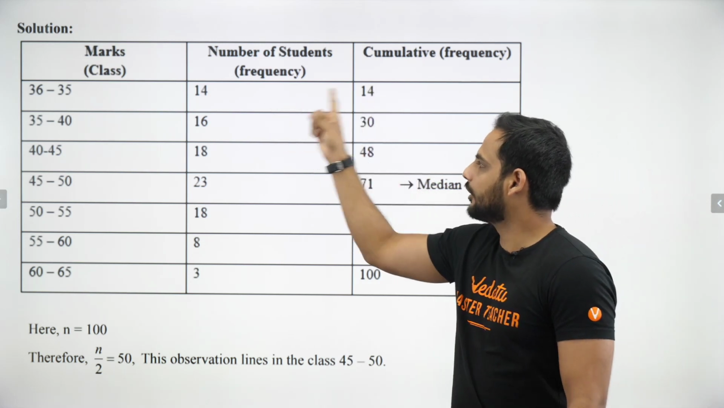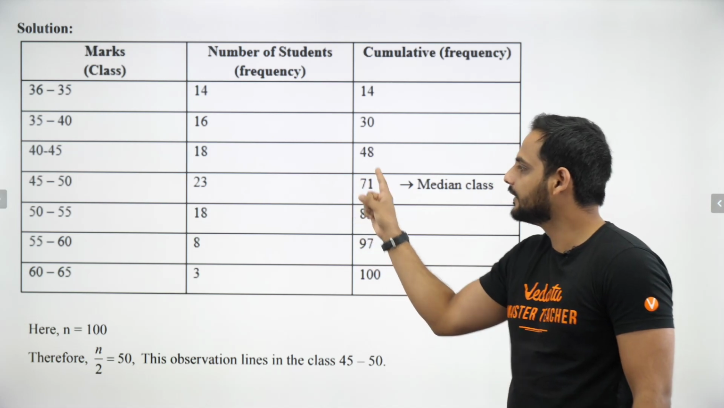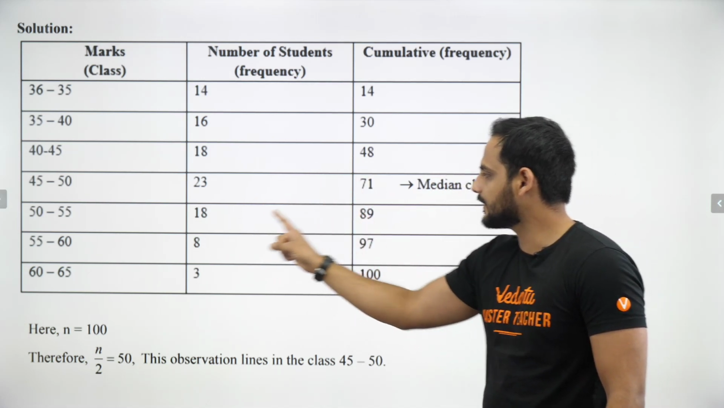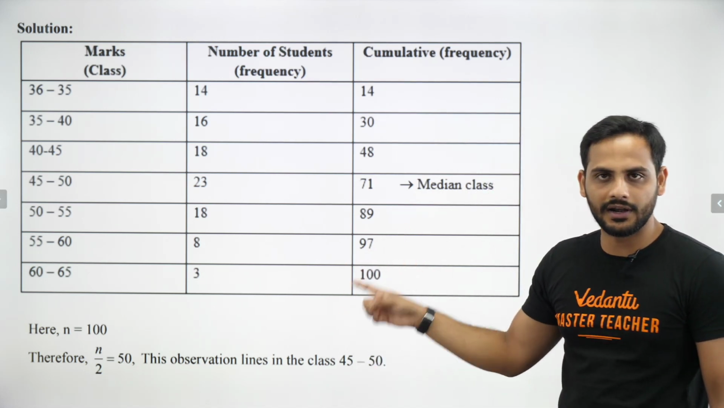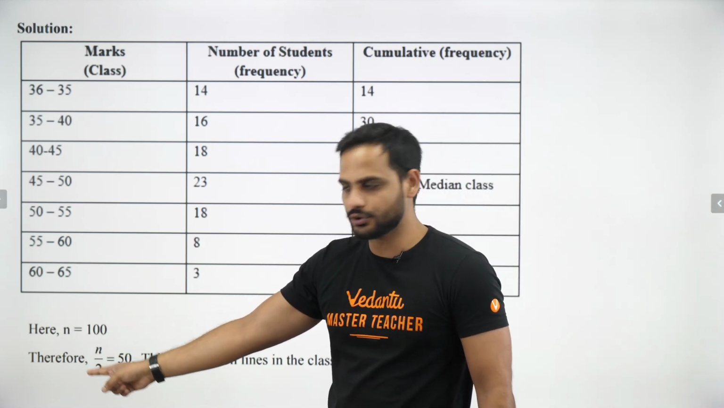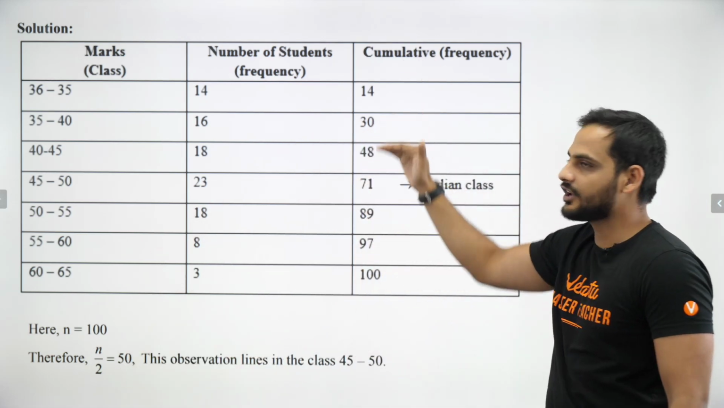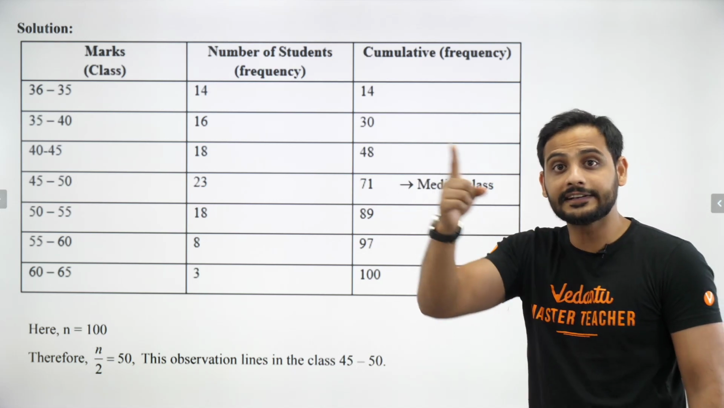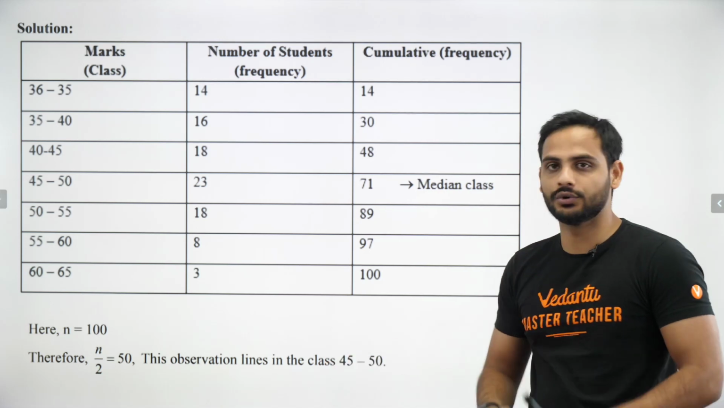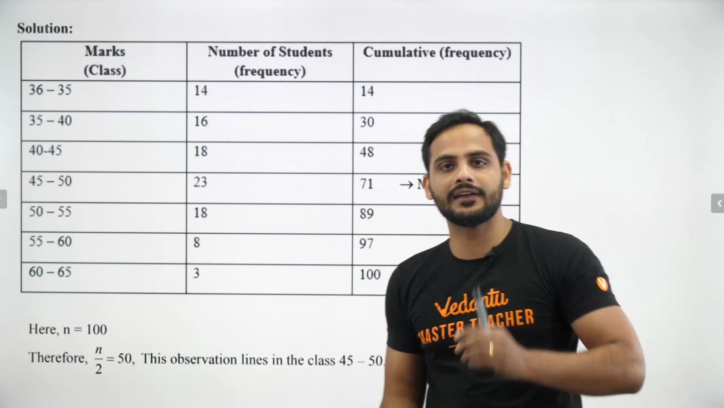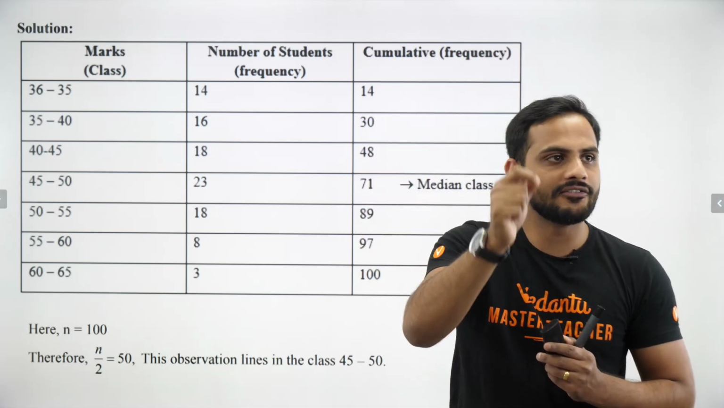So 14 plus 16 is 30, 30 plus 18 is 48, 48 plus 23 is 71, 71 plus 18 is 89, 89 plus 8 is 97, 97 plus 3 is 100. Total sum of frequency is 100. Divide 100 by 2, n by 2 is 50. Now see which cumulative frequency is just greater, याद रखना, not near, greater than n by 2. The median class will be the class whose cumulative frequency is just greater than the value of n by 2.